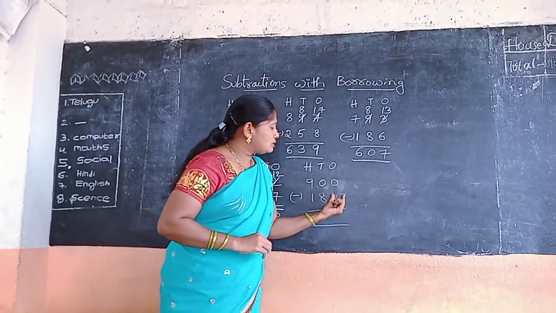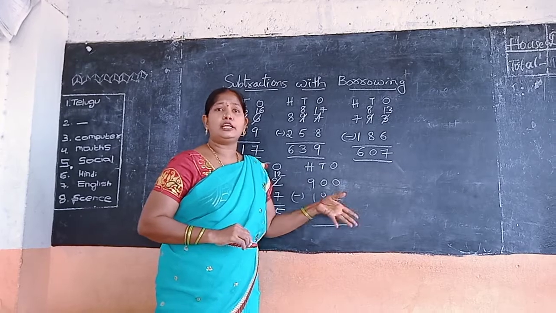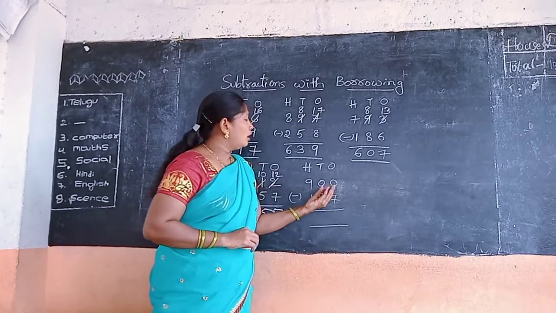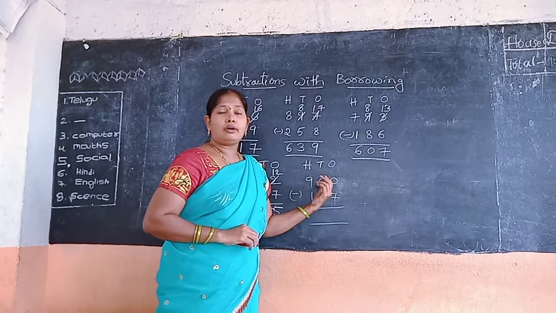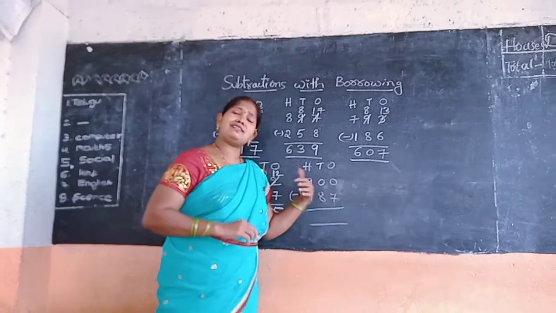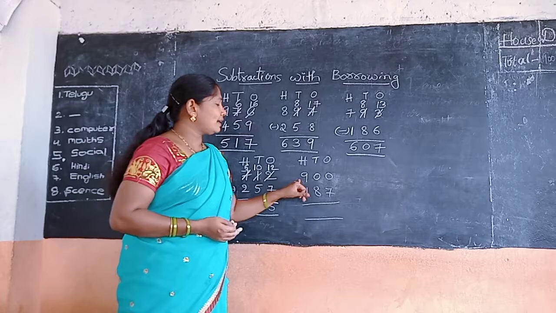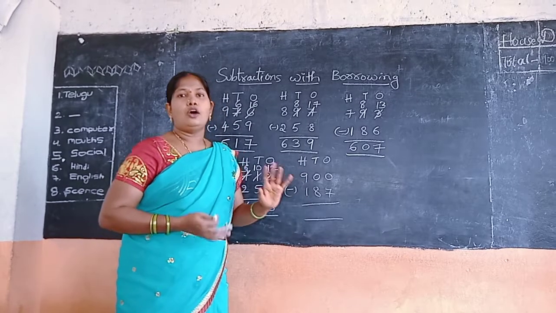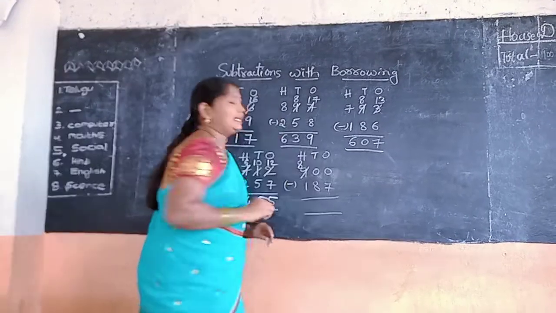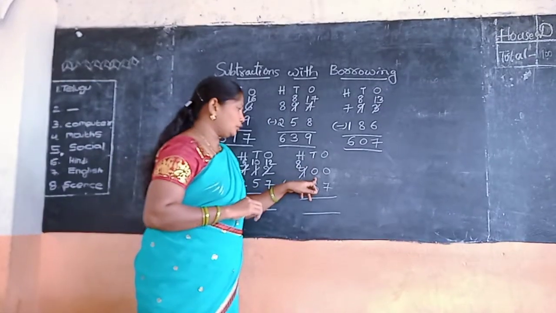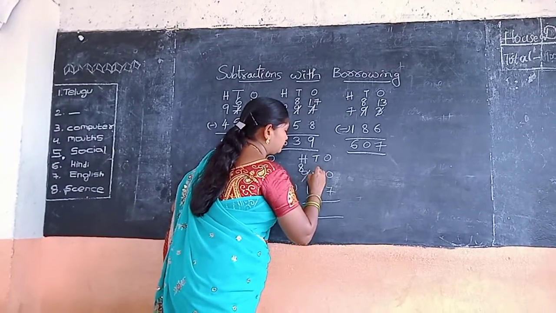Okay, 0 minus 7. It is not possible. Okay, next. Let's go to 10's place. Okay, 10's place also 0 is there. Now go to 100's place. Now 100's place is 9 is there. Okay. Now reduce 1 from 100's place. 8 is coming. Okay. Now take 10 is coming.